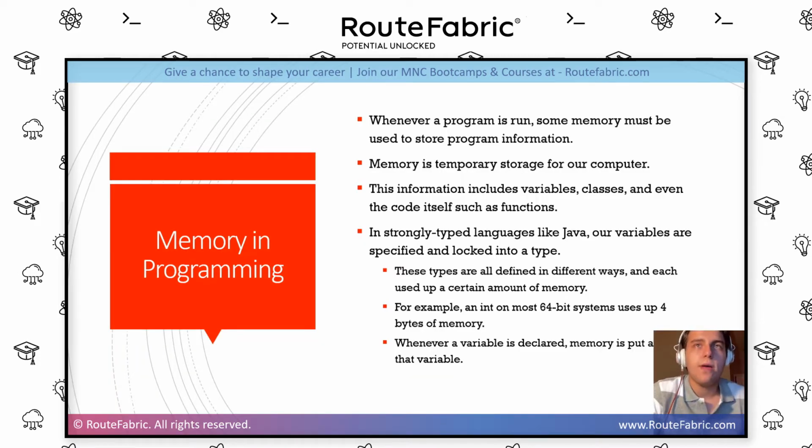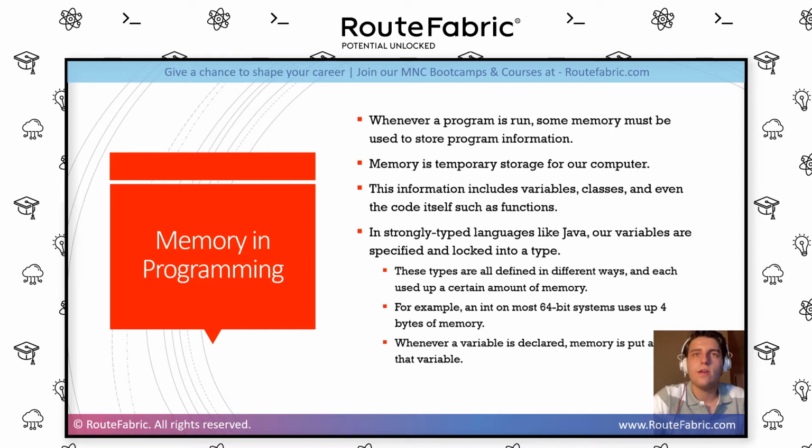All right, so memory in programming. Whenever a program is run, some memory must be used to store program information. So this is like all our variables, maybe our data structures, like if we have an array or something like that, we need to store that somewhere when our program is running. So memory is known as temporary storage for our computer.